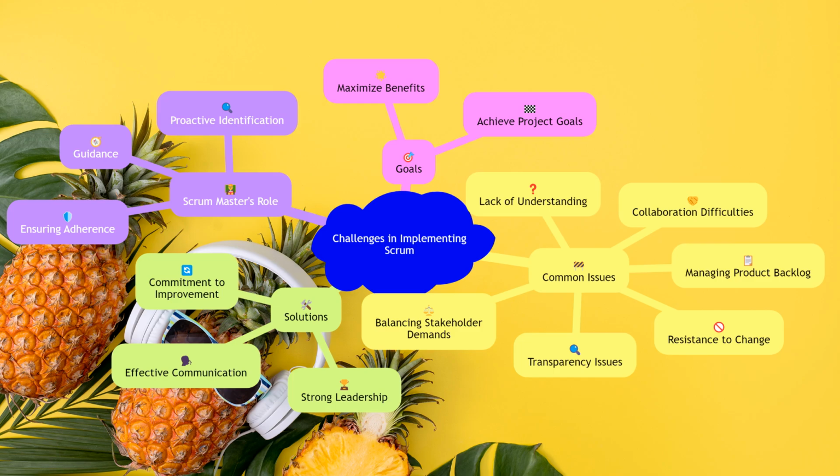The Scrum Master plays a crucial role in guiding the team through these obstacles and ensuring that they adhere to Scrum practices. By proactively identifying and addressing challenges, teams can maximize the benefits of Scrum and achieve their project goals.